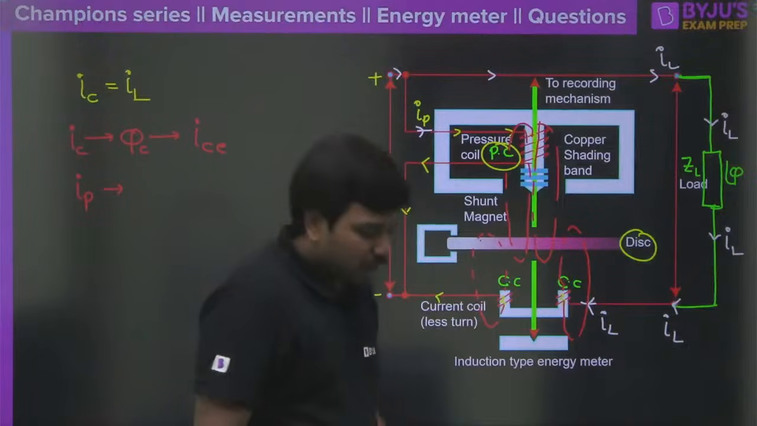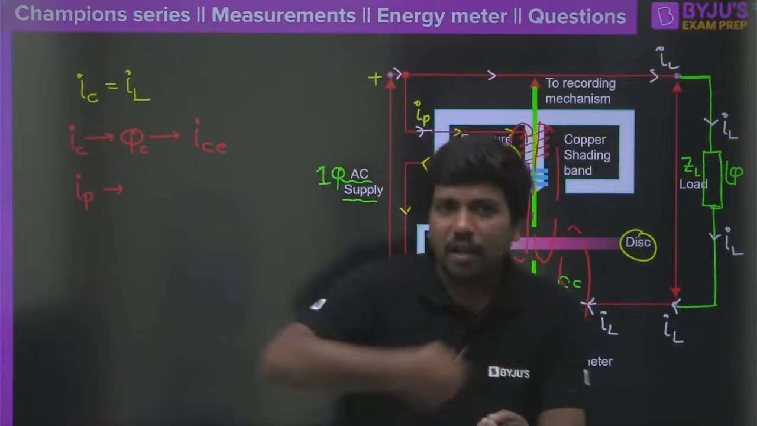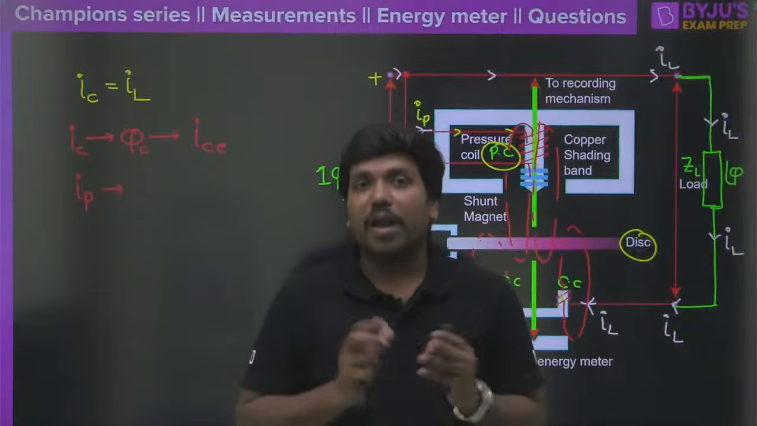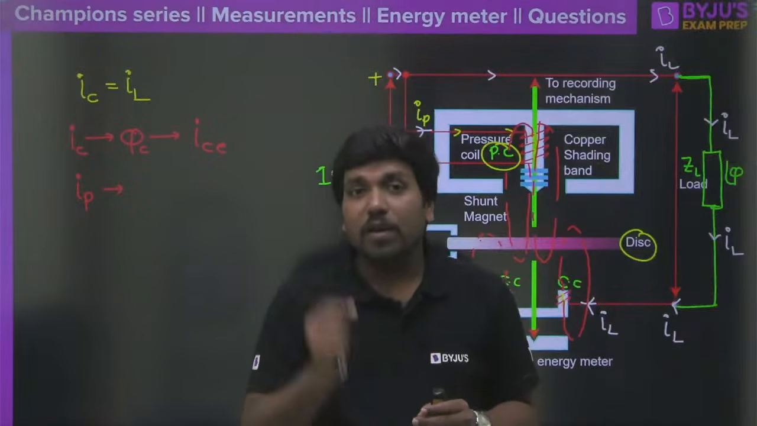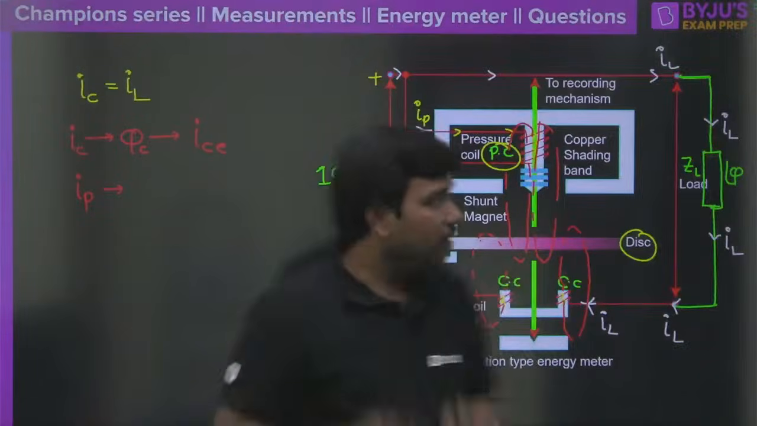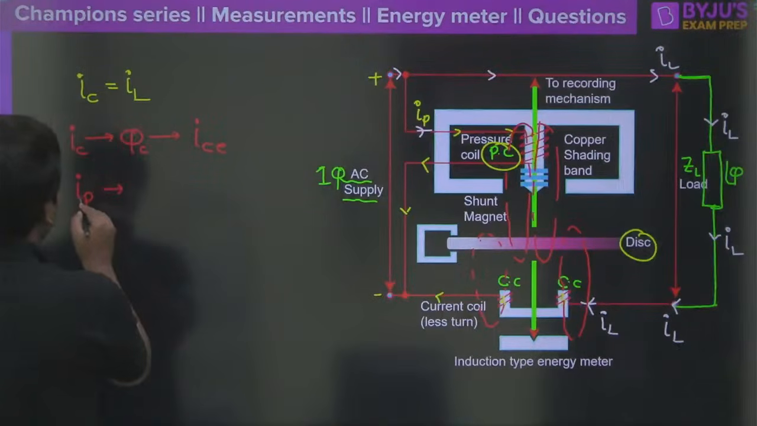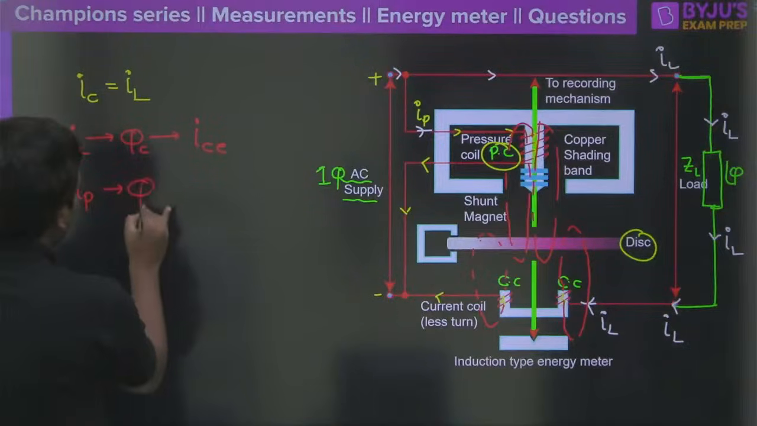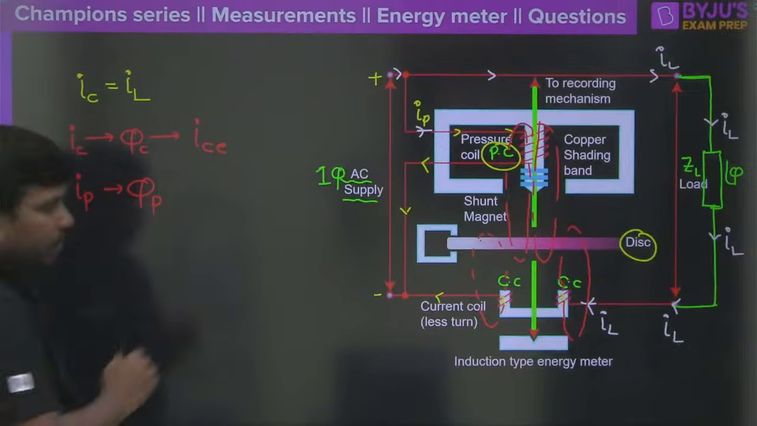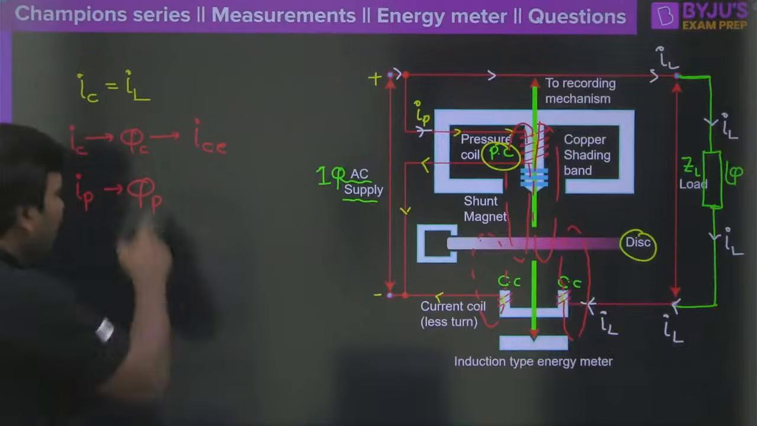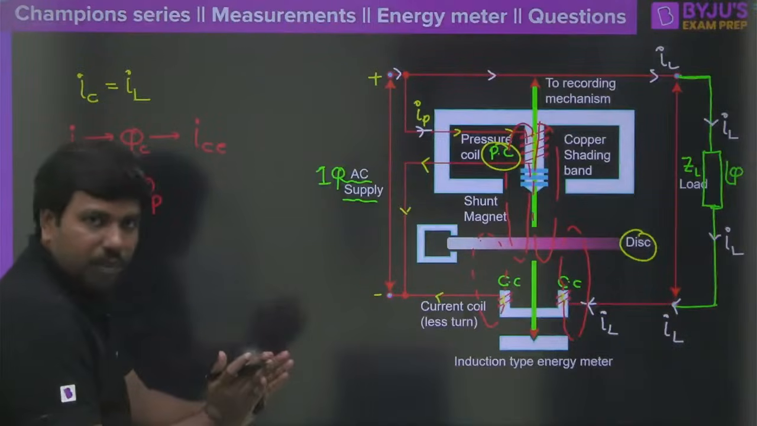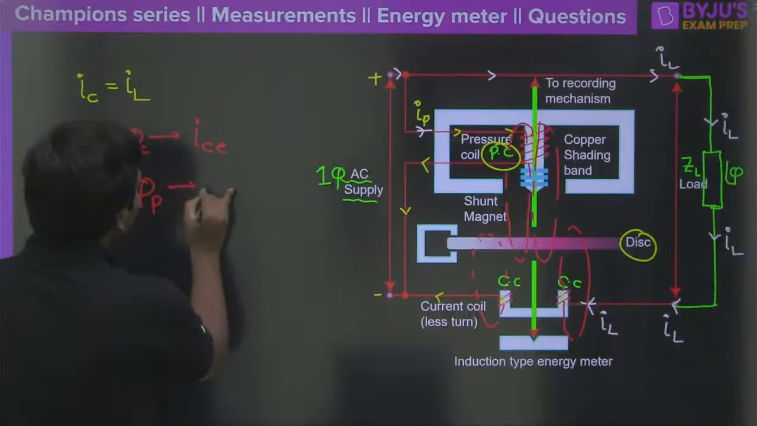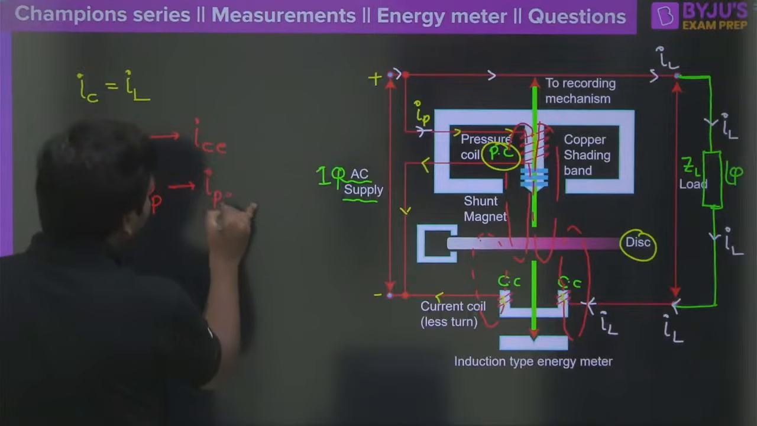Because you might be knowing this, right? Whenever a conductor rotates inside the magnetic flux, eddy EMF will be developed. Because of that eddy EMF, eddy current will be developed, correct? So what should I write here? The potential coil will also deliver some kind of flux, that is the flux introduced by the potential coil. As this flux is linked to the rotating disc, eddy EMF will be generated, and that will introduce another current called eddy current here.